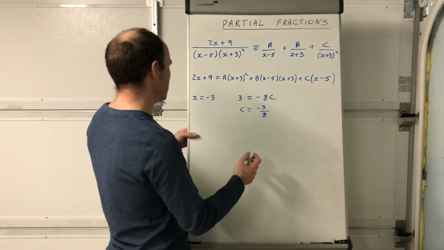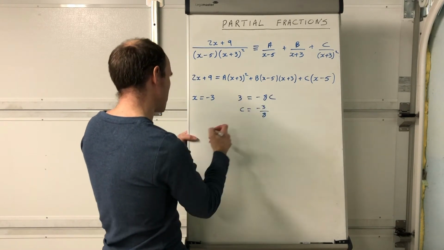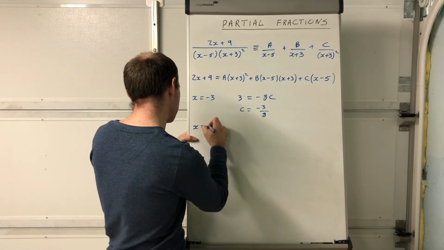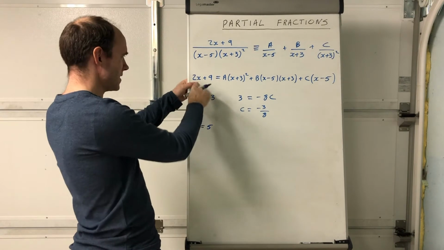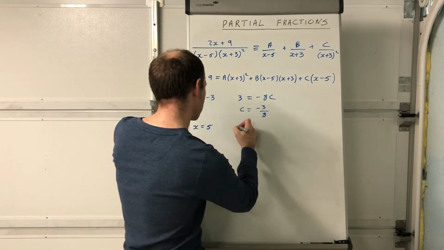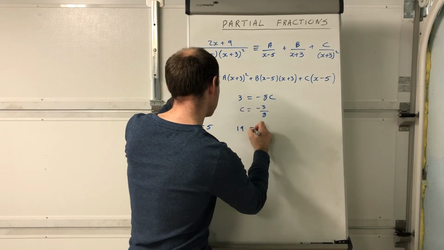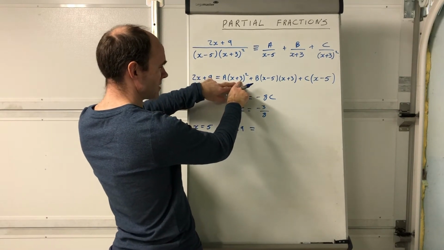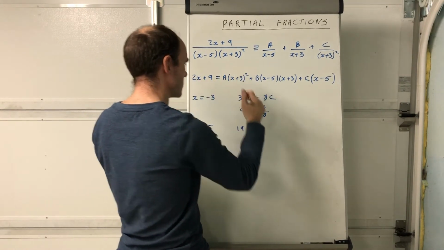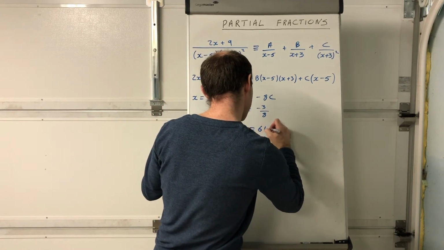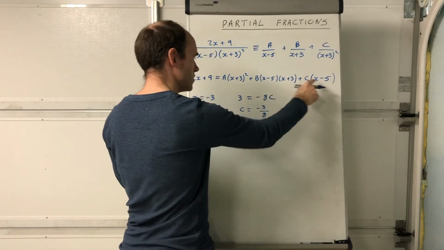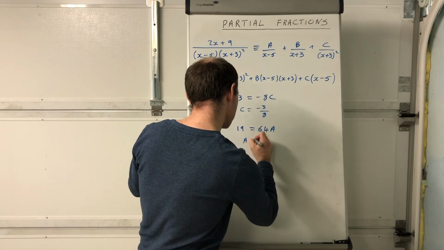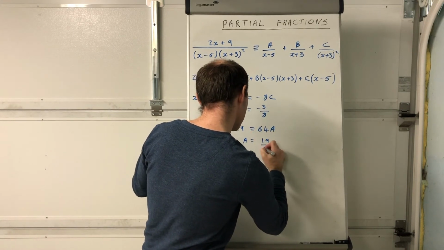Let's keep going. x is 5 is the next one. So x is equal to 5. The left-hand side is 10 plus 9, which is 19. And the right-hand side is going to be 5 plus 3, which is 8. 8 squared, 64. So 64a. And of course 0, 0. So a is equal to 19 over 64.